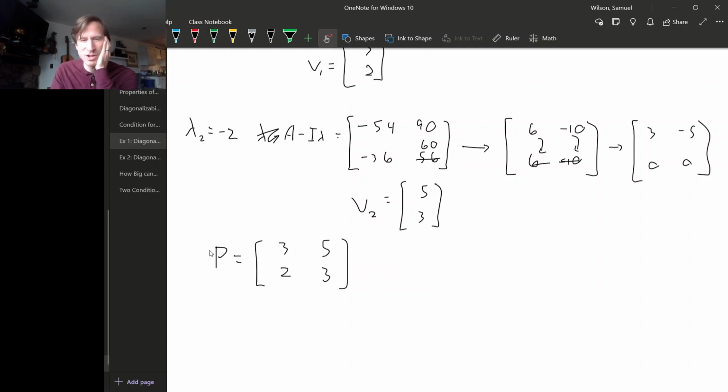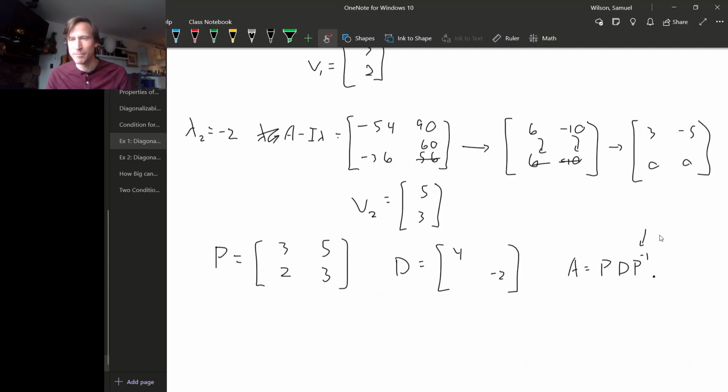So at this point, we know P, we know D. D is 4, negative 2 down the diagonal. So, assuming we haven't made any mistakes, we know that A is P times D times P inverse. If we want to actually check this, we'll need to calculate P inverse. Or I guess we could check this differently. If we multiply on the right by P, we get AP equals PD. So we could check that we've done this correctly just by doing this product, which will save us the trouble of calculating P inverse.